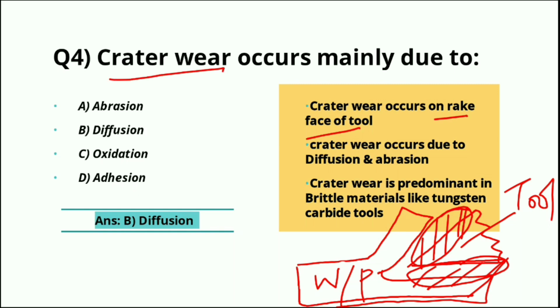It occurs due to diffusion and abrasion, but mostly due to diffusion, because due to chip flow direction the temperature is very high and it occurs due to the diffusion of carbon atoms. Crater wear is predominant in brittle materials like tungsten carbide tools. So the right answer is part B, diffusion. Now we will move to our next question.